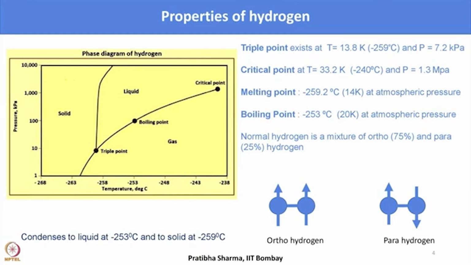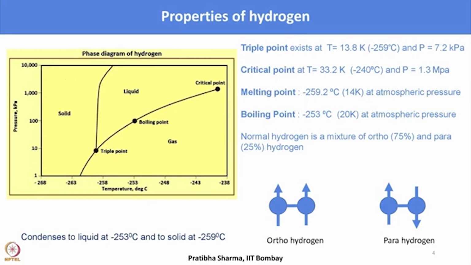However, this boiling point can be increased. Hydrogen can still be liquefied at higher pressures up to a maximum of minus 240 degrees centigrade or 33.2 K at a pressure of 1.3 MPa, which is the critical point, beyond which it cannot be liquefied by simply increasing the pressure. Hydrogen can be obtained in solid form at a temperature of minus 259.2 degrees centigrade, that is 14 K at atmospheric pressure.